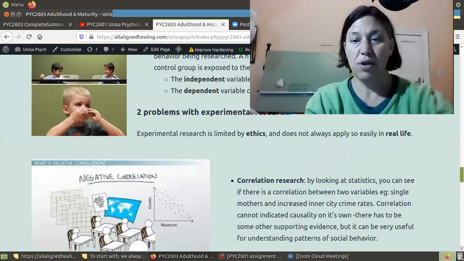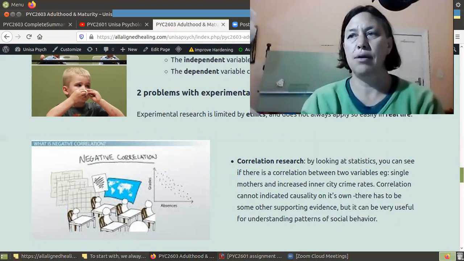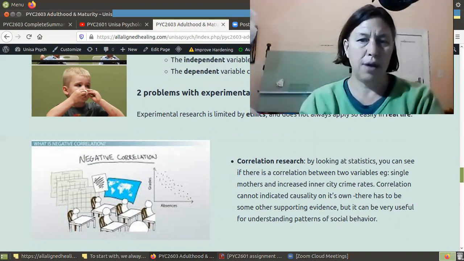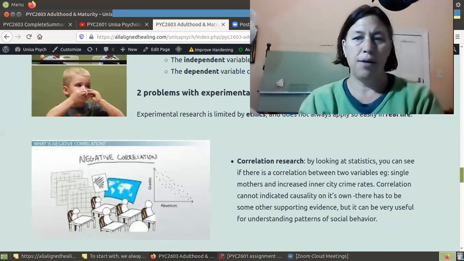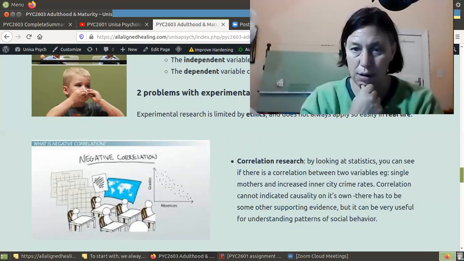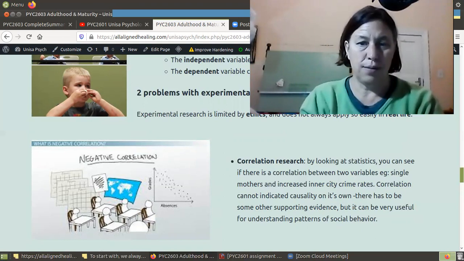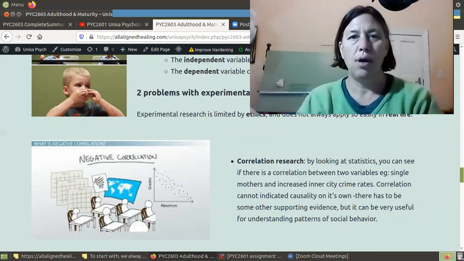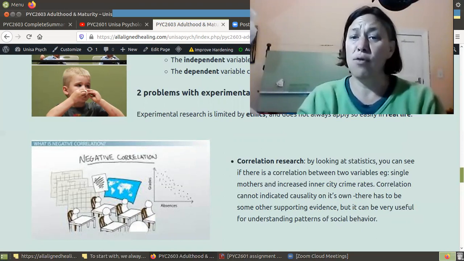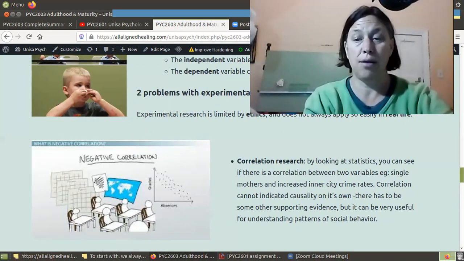Correlation research. This has been used to great effect with looking at smoking and diet and things that affect huge populations. When you look at statistics, you can see if there's a correlation between two variables, such as single mothers and increased inner city crime rates in America. There is a correlation. Does this mean there's causality? We're not sure. There has to be other supporting evidence. For example, mothers may be reporting that their children are joining gangs and getting involved in criminal activities. But nonetheless, correlation can be very useful and very interesting for understanding patterns of social behavior.